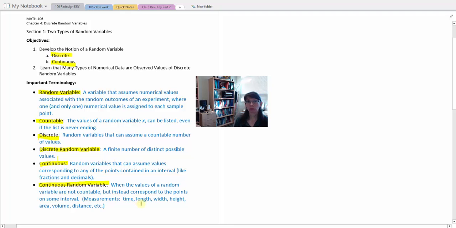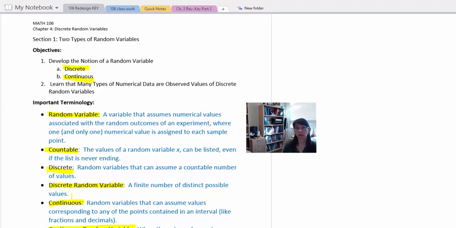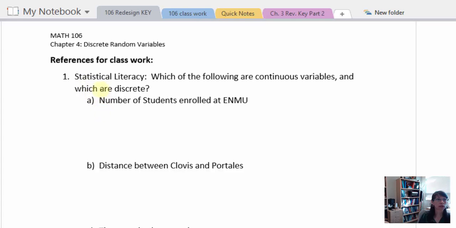So we're going to look at an example to illustrate the difference between discrete and continuous random variables. The first reference for classwork today involves statistical literacy. Which of the following are continuous variables and which are discrete? Example A is talking about the number of students enrolled at ENMU. Since this involves people, we know that counting those people involves only integers. So the number of students is a count, and that would be an example of a discrete random variable.